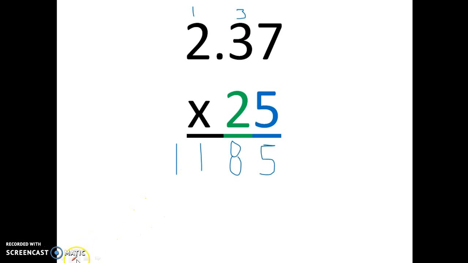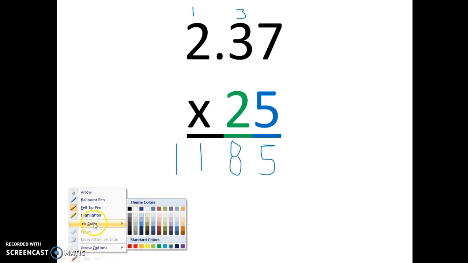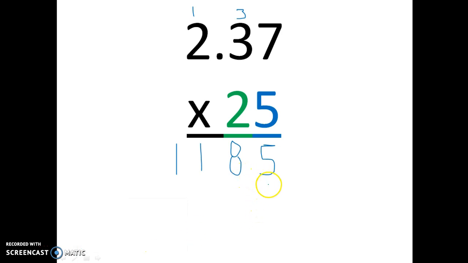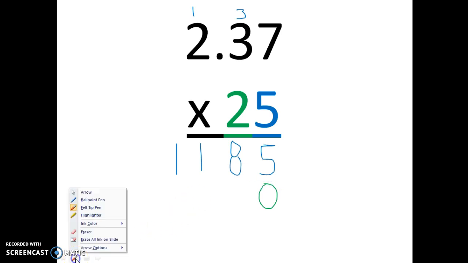Then we move on to our placeholder. We're going to go to our green number now. Put our placeholder right here. If you don't put your placeholder, it's going to be incorrect. I always like to go back and erase whatever I carried in my ones, so students don't get confused.